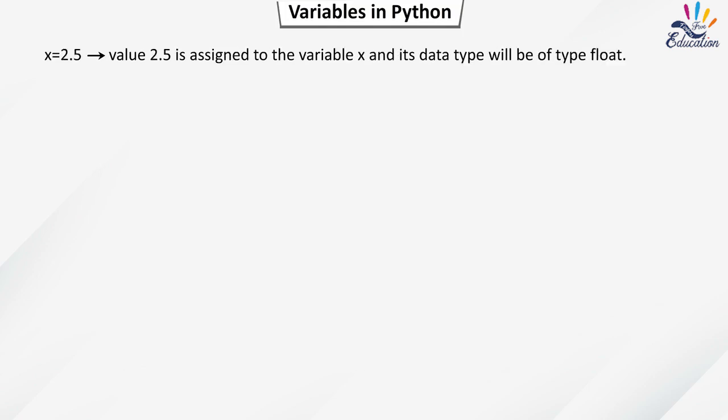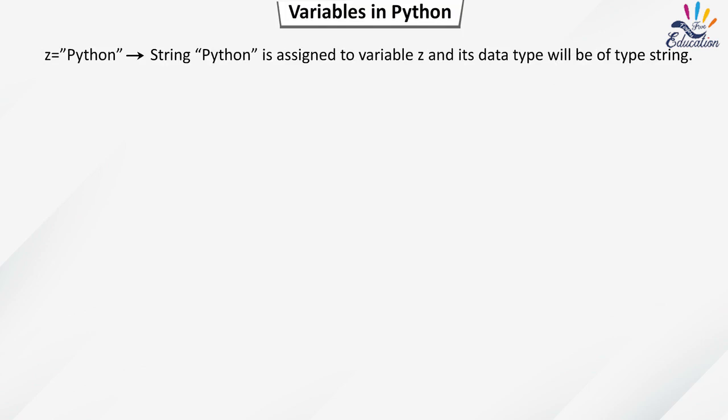x = 2.5. The value 2.5 is assigned to the variable x and its data type will be float. z = "Python". The string Python is assigned to variable z and its data type will be string.